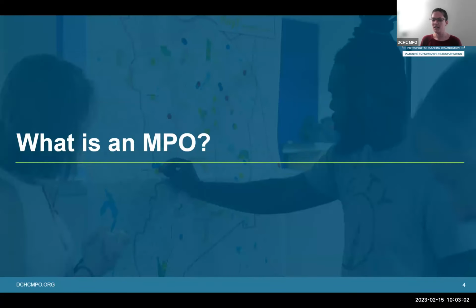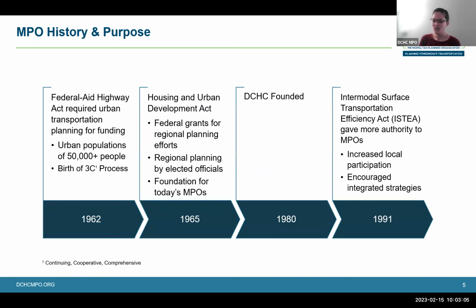So what is an MPO? The MPO is a transportation policymaking and planning body. So we have a representative set of people who represent the MPO, who are government and transportation authorities, anybody who has transportation at the forefront of what they're looking to do, anybody from the region.